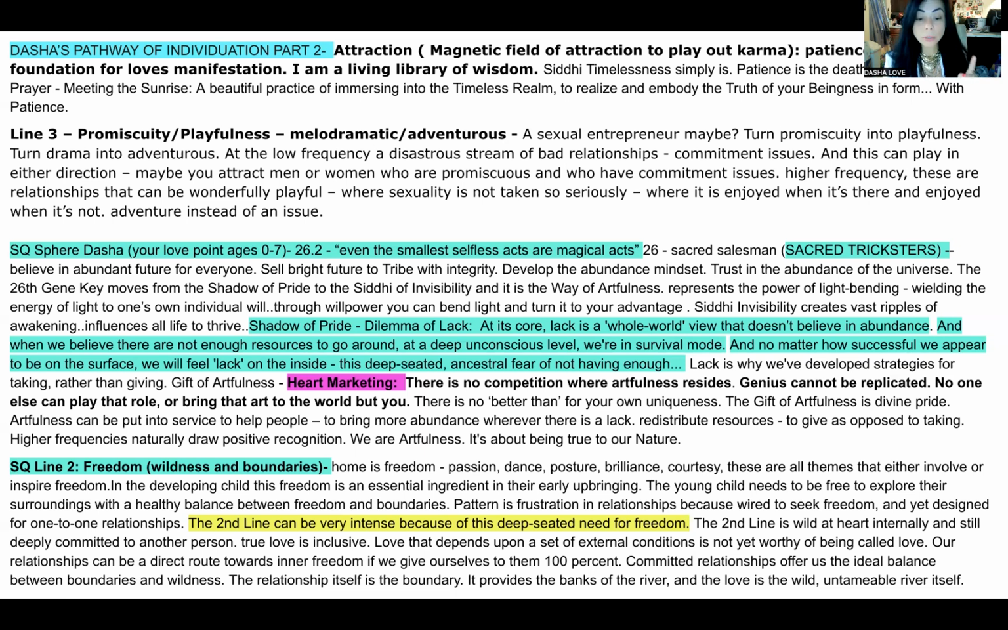And true love is inclusive. So love that depends upon a set of external conditions is not yet worthy of being called love. So our relationship can be a direct route toward inner freedom if we give ourselves to the relationship 100%. So committed relationship offers us the ideal balance between the boundaries and the wildness. So the relationship itself is the boundary, and it provides a bank of the river and love of the wild, untamable river itself, right?